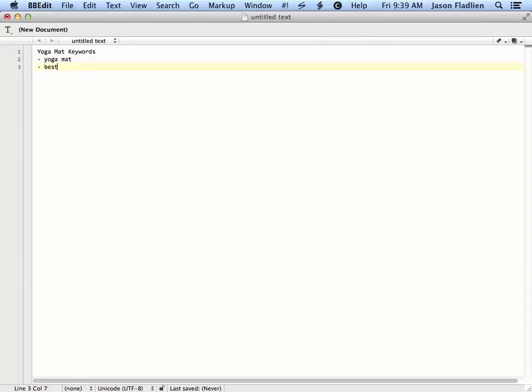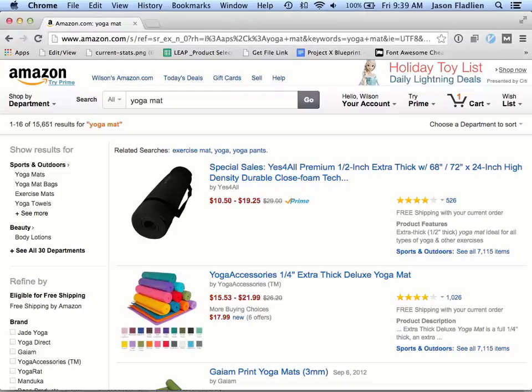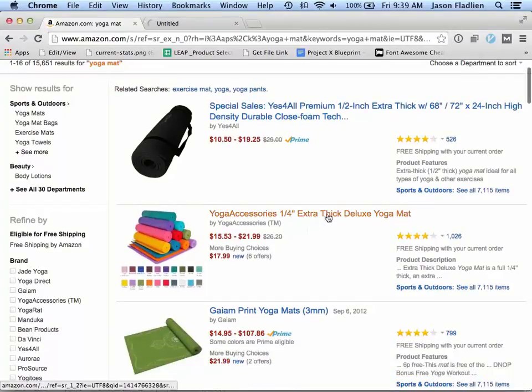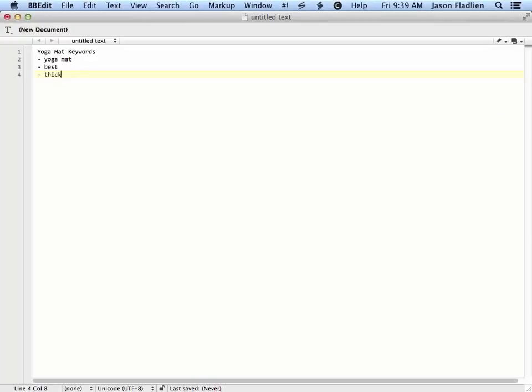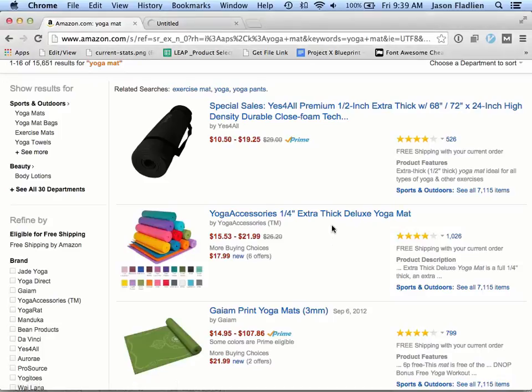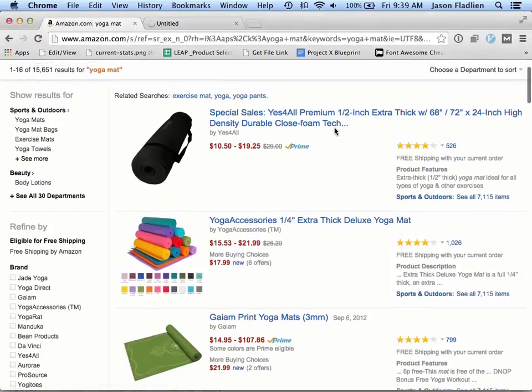Then I also put in the word best because that's a keyword I always use. And then beyond that, I now start to do my research. My initial research is this. I'll go and I'll open up listings and I'll look at words. So, thick and deluxe are two words that I see potentially as an option. And it doesn't necessarily mean I'm going to use those. I'm just going through and seeing what people are putting in there.